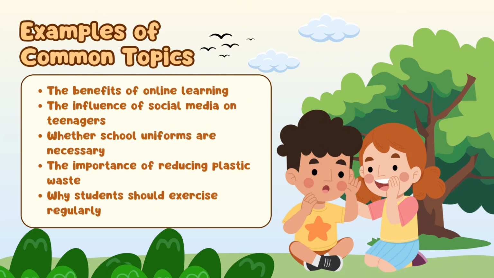Next is common topics. Examples of topics commonly used in analytical exposition text include: the first one is the benefits of online learning, the influence of social media on teenagers, whether school uniforms are necessary, the importance of reducing plastic waste, and the last one is why students should exercise regularly. These topics are familiar and relevant, making them easier for students to analyze.